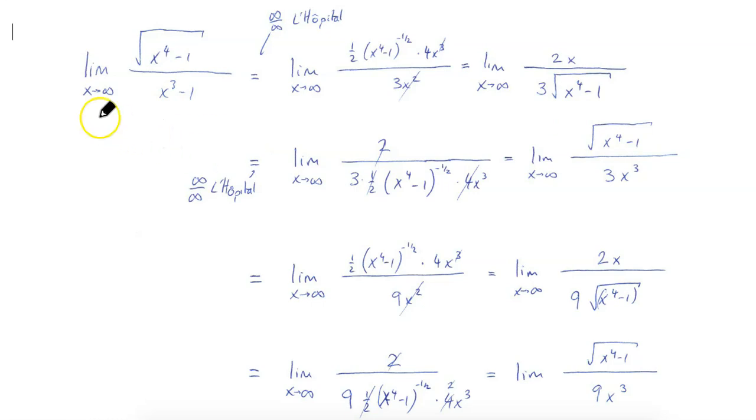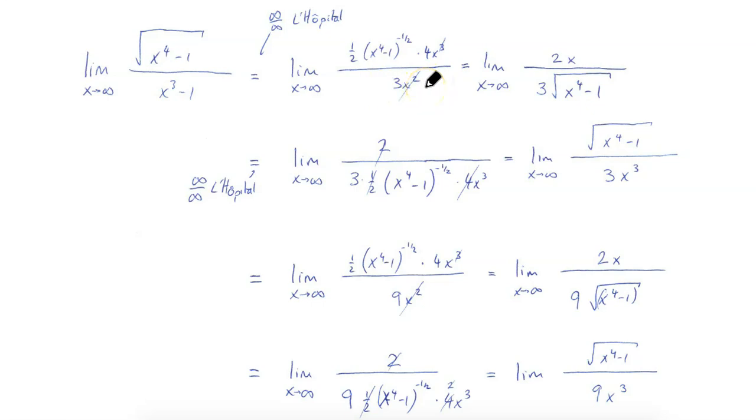So, here the limit is the square root of x to the 4 minus 1 over x cubed minus 1, and if we try direct substitution, we get infinity over infinity, so it's an indeterminate form, and we can apply L'Hopital. Therefore, that limit is equal to the limit of the derivative of the numerator over the derivative of the denominator.